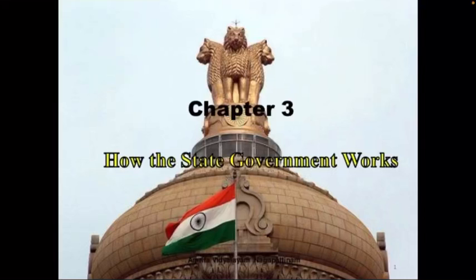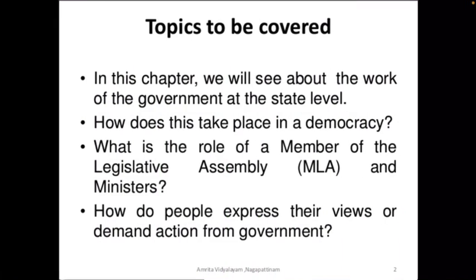Today we are here to understand Chapter 3 of Civics, how the state government works. In this chapter, we are going to study, first of all, the work of the government at the state level. Then we will be studying how this takes place in a democracy. Third, what is the role of a member of a legislative assembly or an MLA and the ministers? How do people express their views and demand action from government?